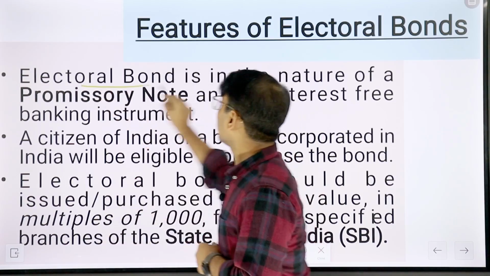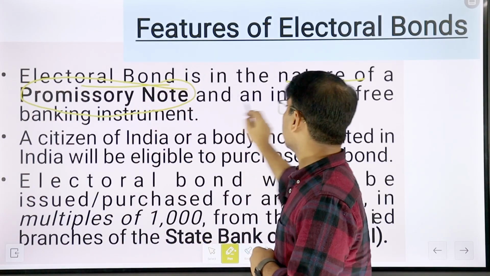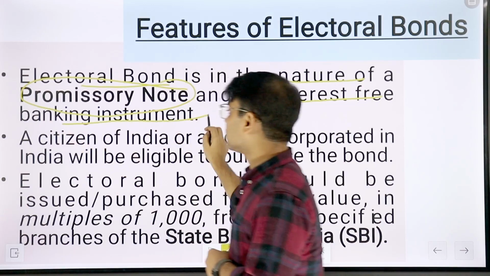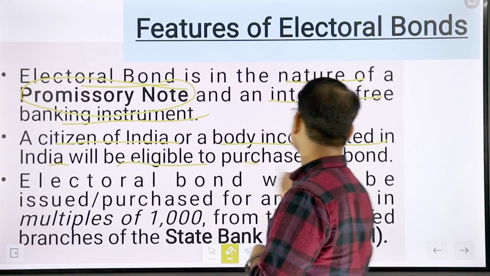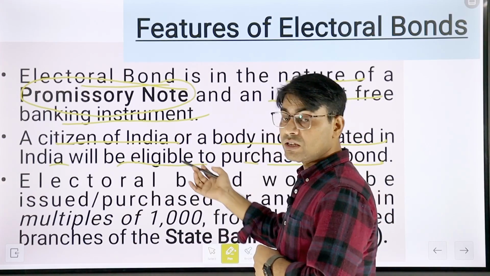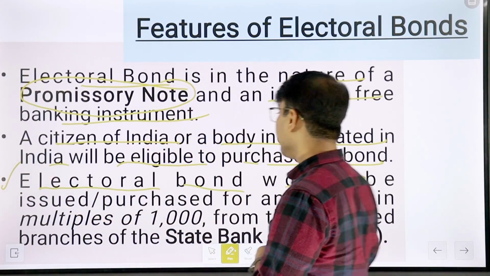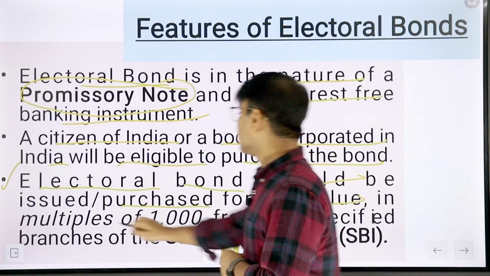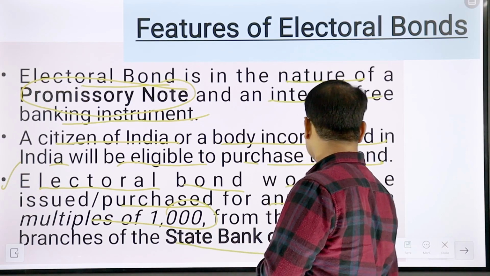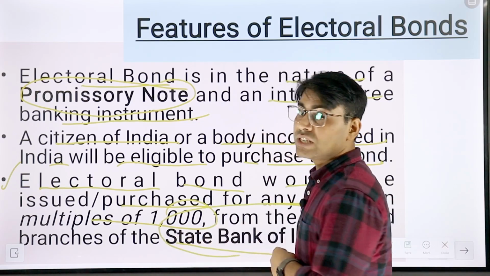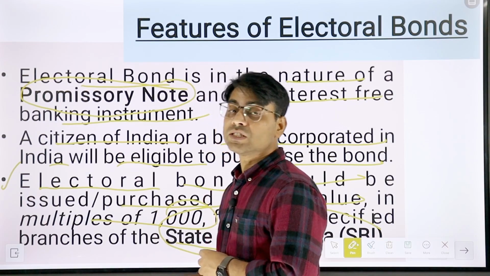Let's understand some of the important features of the electoral bond system in India. First, the electoral bond is in the nature of a promissory note. Remember, a promissory note is an interest-free banking instrument. A citizen of India, or a body incorporated in India, will be eligible to purchase these bonds. Besides this, electoral bonds can be purchased in any multiple of 1,000 from the State Bank of India. So we have a dedicated bank that will deal with the electoral bonds, and that is the State Bank of India.